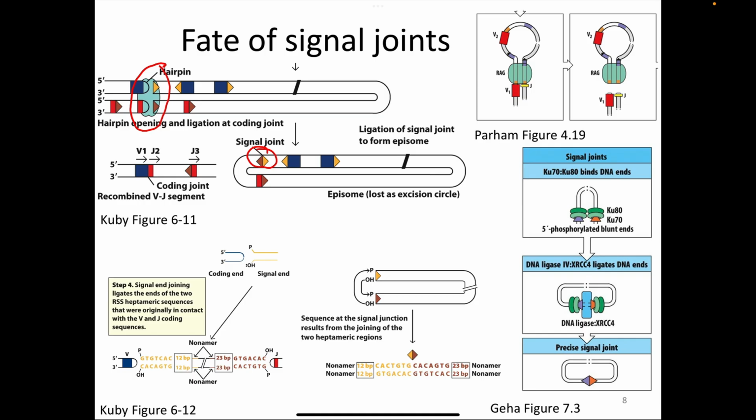Okay. So we're basically just going to paste together our signal joints. And then we've got this circle of DNA. We don't do anything fancy, and we throw it away. And no one cares.